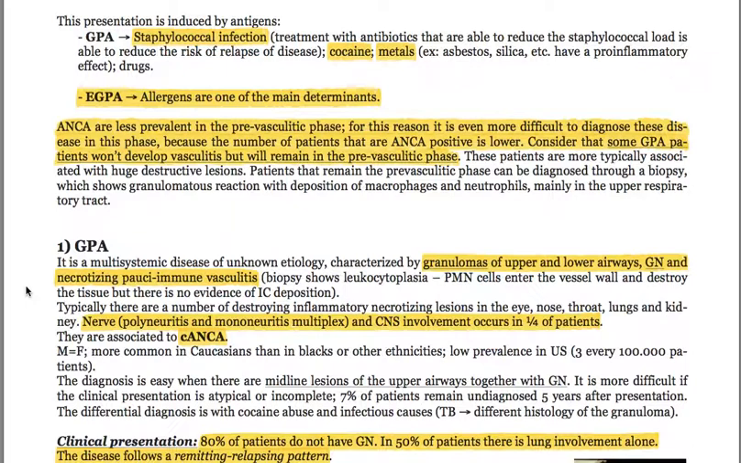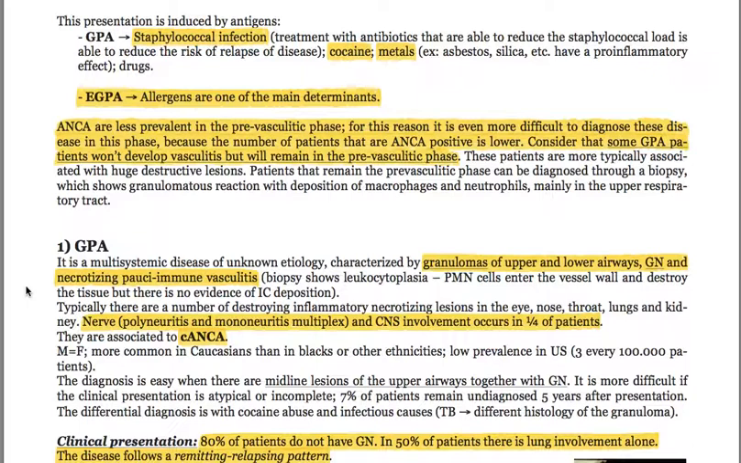Nerve involvement, polyneuritis, mononeuritis multiplex, and CNS involvement occurs in a quarter of patients. They are associated with cANCA. Males are affected as much as females. It's more common in Caucasians than in blacks or other ethnicities. There is low prevalence in the United States.